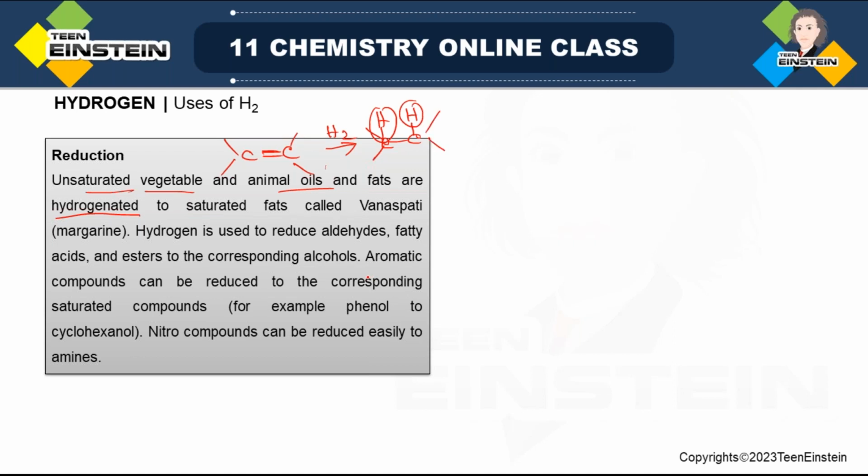So now it is saturated. From unsaturation, now we are getting a saturated compound, and for this purpose we are using a reducing agent, H2. These saturated fats are called vanaspati or margarine. Now the hydrogen is used to reduce aldehydes also.